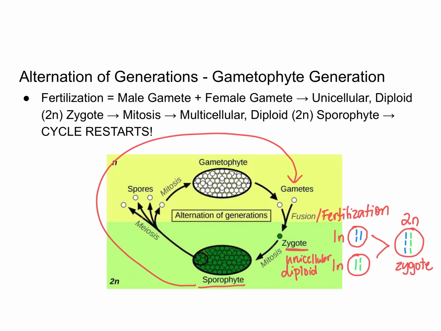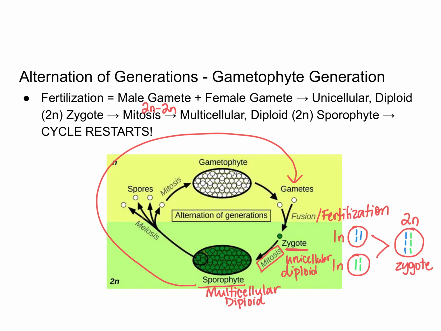The diploid zygote is then going to go through mitosis. And because it starts out diploid, all of the cells that it produces are also going to be diploid. And it's going to end up forming the multicellular structure known as a sporophyte. Remember that all of the cells in the sporophyte are diploid. So you can see that we ended up back where we started with a multicellular diploid sporophyte, and then the cycle can restart.